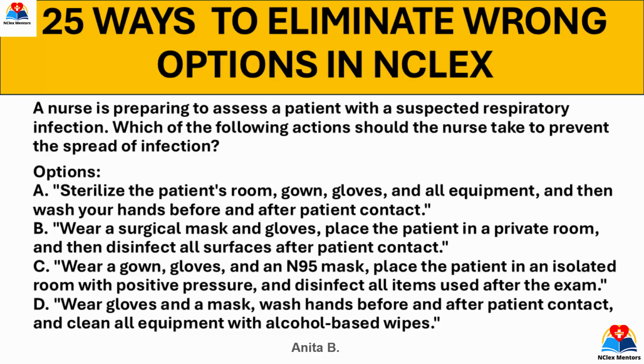A nurse is preparing to assess a patient with a suspected respiratory infection. Which of the following actions should the nurse take to prevent the spread of infection? The options are: Option A. Sterilize the patient's room, gown, gloves, and all equipment, and then wash your hands before and after patient contact. Option B. Wear a surgical mask and gloves, place the patient in a private room, and then disinfect all surfaces after patient contact. Option C. Wear a gown, gloves, and an N95 mask, place the patient in an isolated room with positive pressure, and disinfect all items used after the exam.